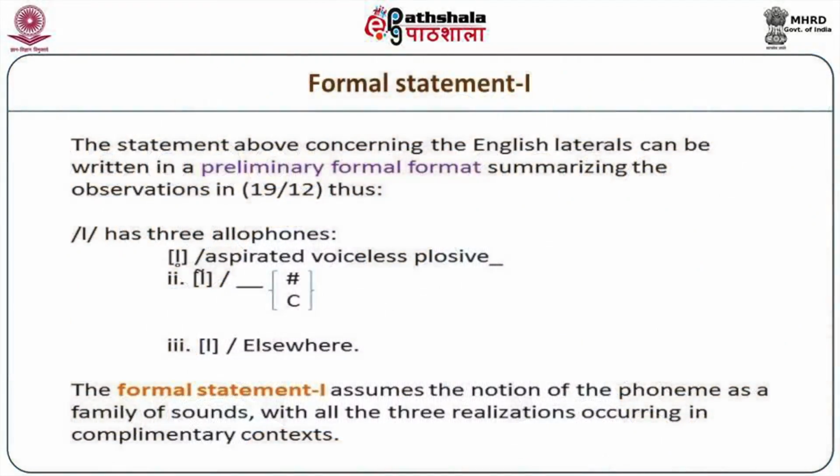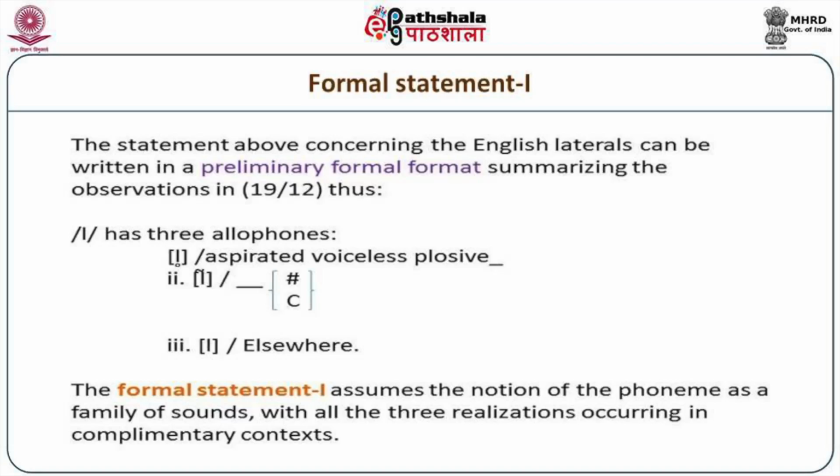We look at two types of formal statements translated from the informal statement just noted. Formal statement 1. The formal statement 1 for the allophones of L is as follows. The phoneme L has three allophones. 1. The aspirated L.